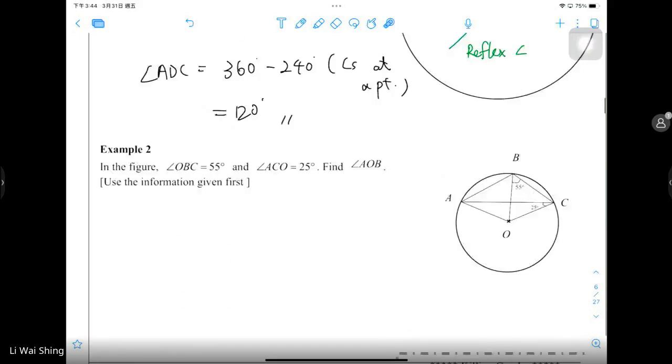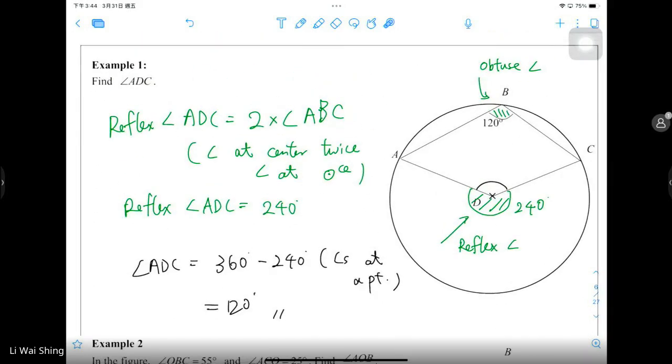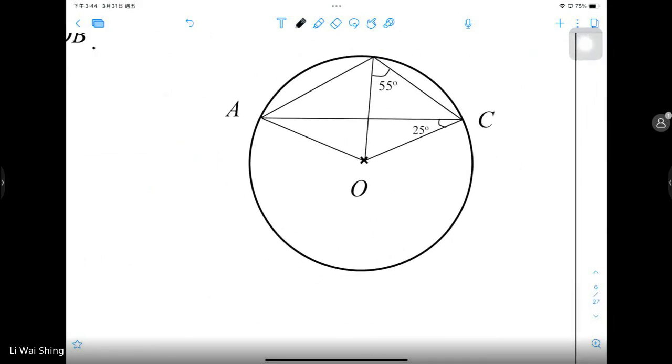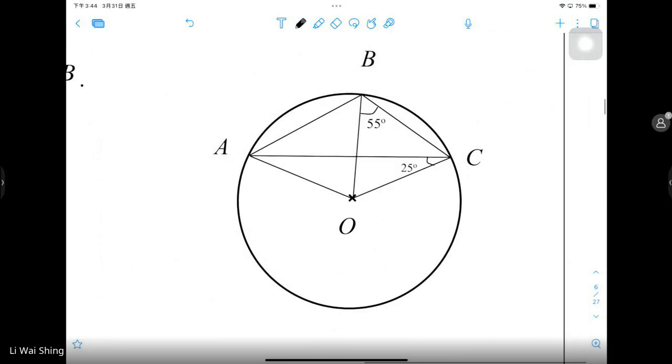All right, take a look at example 2. Five minutes left. Example 2. You have been given that O is the center. 25 degree is given to you. 55 degree is given to you. You need to find angle AOB. OK, enough time to do it. Now, what reasons can be used?